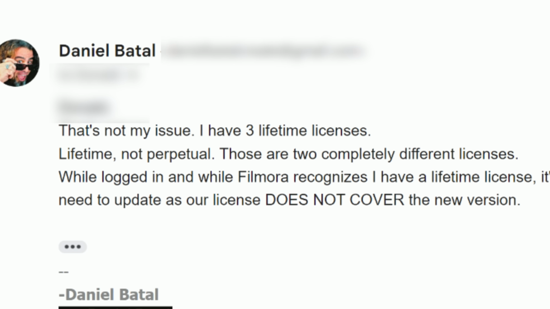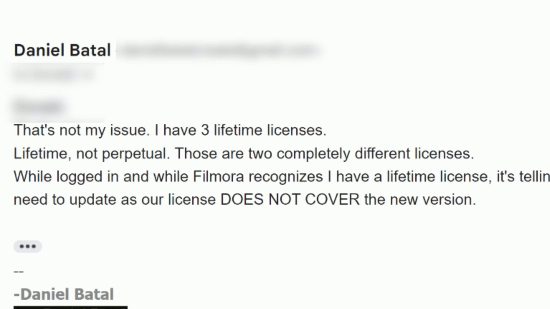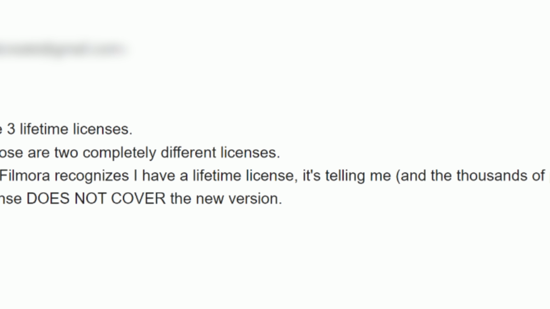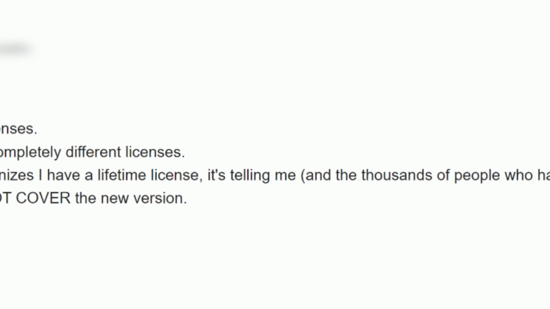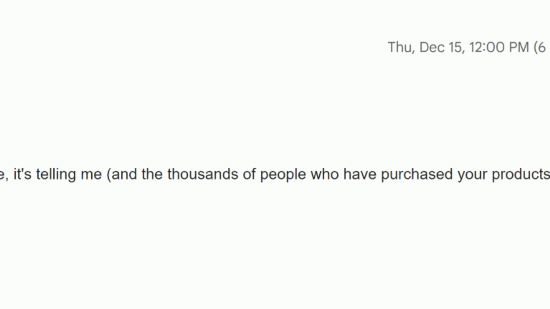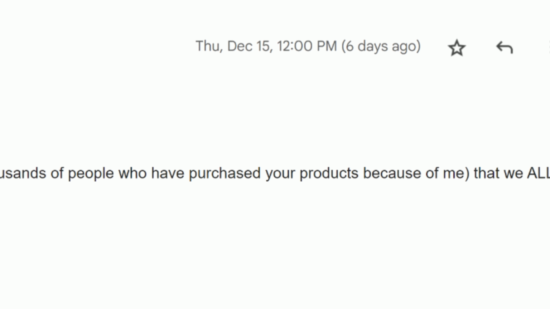That's not my issue. I have three lifetime licenses. Lifetime, not perpetual. These are two completely different licenses. While I logged in and while Filmora recognizes I have a lifetime license, it's telling me and the thousands of other people who have purchased your products because of me that we all need to update as our licenses do not cover the new version. This was their final response.